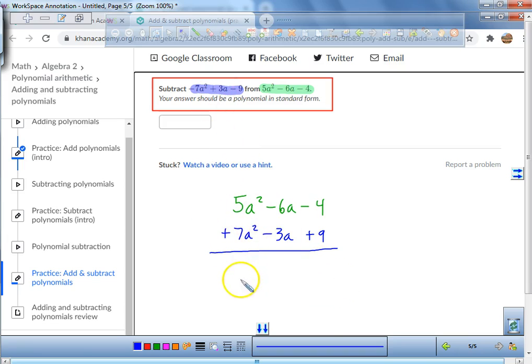So now we add them together. How many a squareds do we have? A total of 12. How many negative a's do I have? A total of negative 9. And then 9 minus 4 is 5. It's like negative 4 plus 9 is 5. So there's my answer. That's all you got to do. 12a squared minus 9a plus 5.